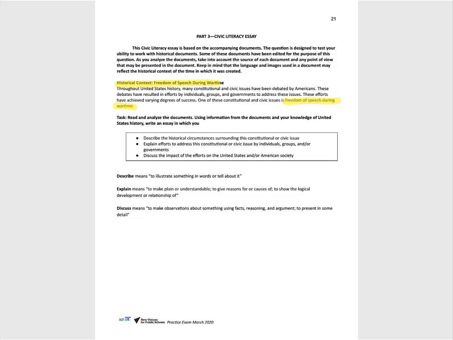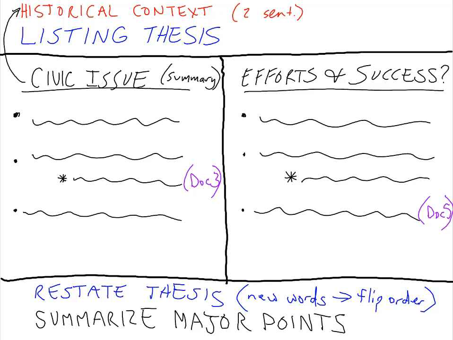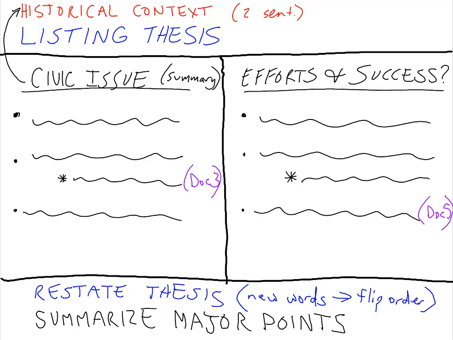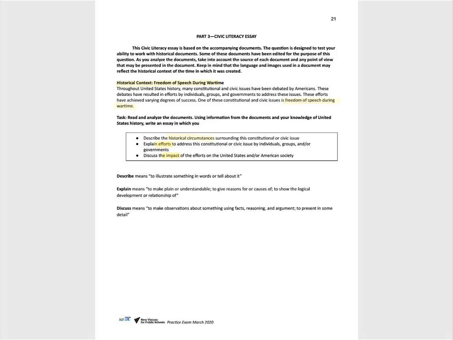The task, the bulleted points of what you need to be addressing, is always going to be the same. And as you see, historical circumstances is one of the first things that you have to address. If you look back, historical context is addressed right away in the outline. Explain efforts to address this constitutional or civic issue by individuals, groups, or governments, and then discuss the impact of those efforts. So, again, going back, this first paragraph is going to be your chance to give a summary of the issue, perhaps some outside information on the issue. Then you need to talk about the efforts to address that issue and whether those efforts were successful or not. These are all directly addressing the bullet points on the assignment page.